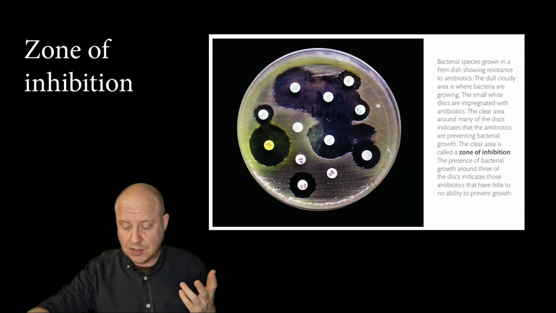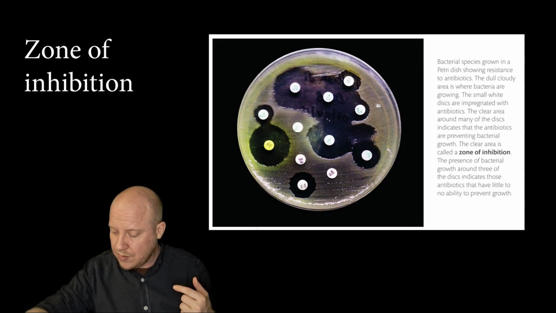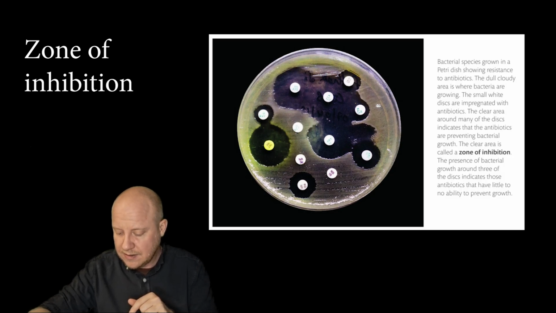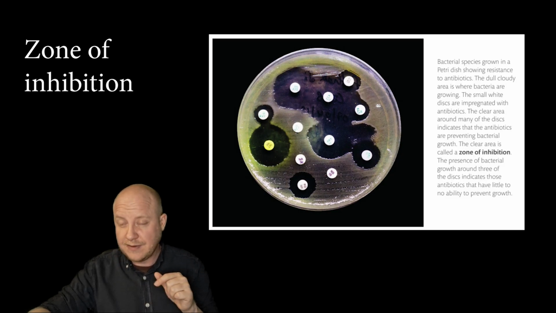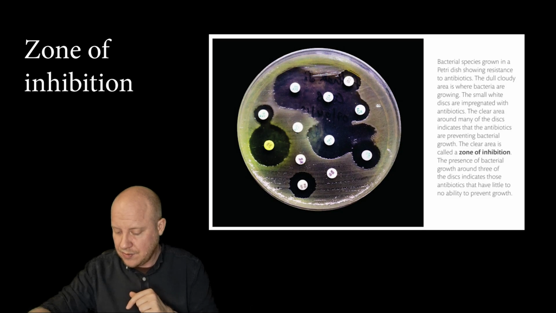Okay, let's look at this picture. Bacterial species grown in a petri dish showing resistance to antibiotics. So that dull, cloudy area, that yellow, cloudy stuff, is where bacteria are growing. The small white discs are impregnated with antibiotics. So those are little pieces of paper with antibiotics on them. The clear area around many of the discs indicates that the antibiotics are preventing bacterial growth.